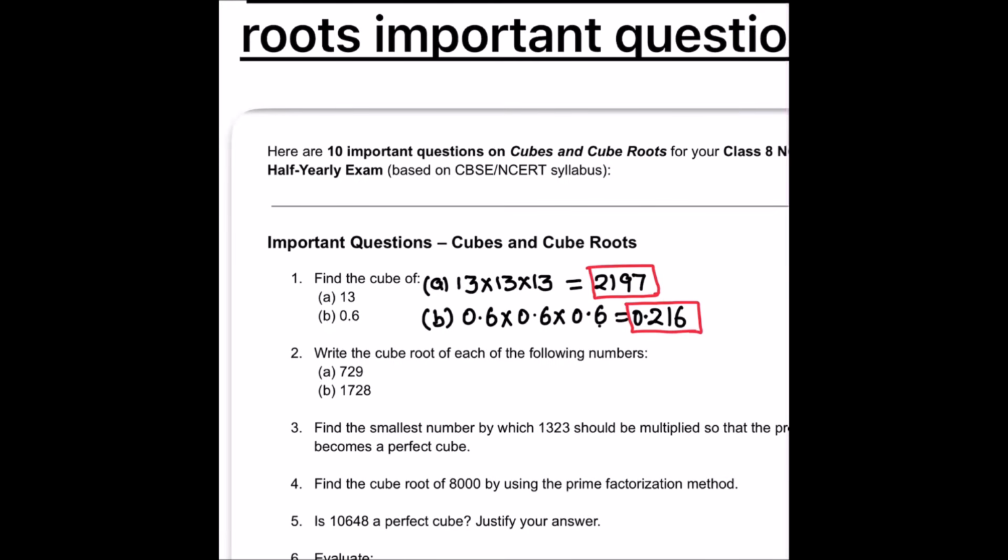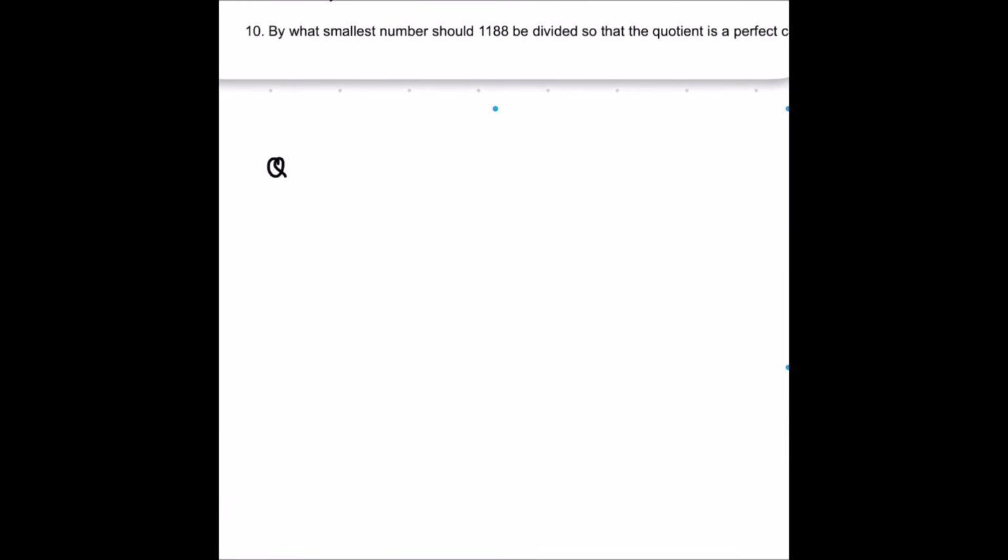Now we will move to the next question, which is, write the cube root of each of the following numbers. So here the first number is 729. Finding the cube root of any number, we will be using the prime factorization method. So let's find the cube root of 729 and 1728 here. This is question 2, A part, where we are finding the cube root of 729.